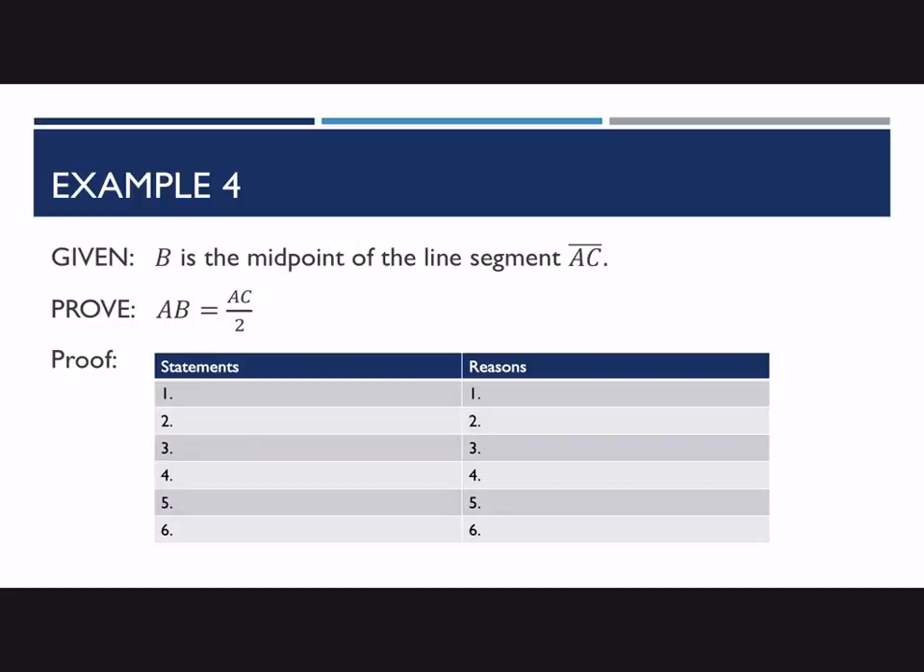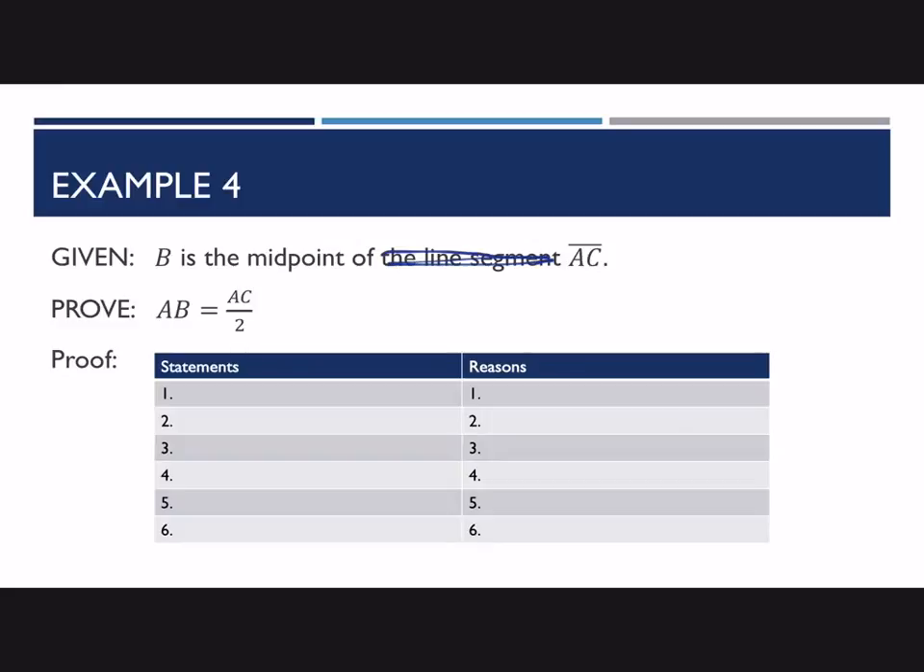Alright, so this first one is from section 1.5. This example is not in the textbook, so I thought it would be a good one to go through. The goal here is to prove that B is the midpoint of the line segment AC. And that's a bit redundant. I guess I can just say, okay, B is the midpoint of, and then this notation means line segment AC. And we're supposed to prove that AB, the length, equals the length of AC divided by 2.